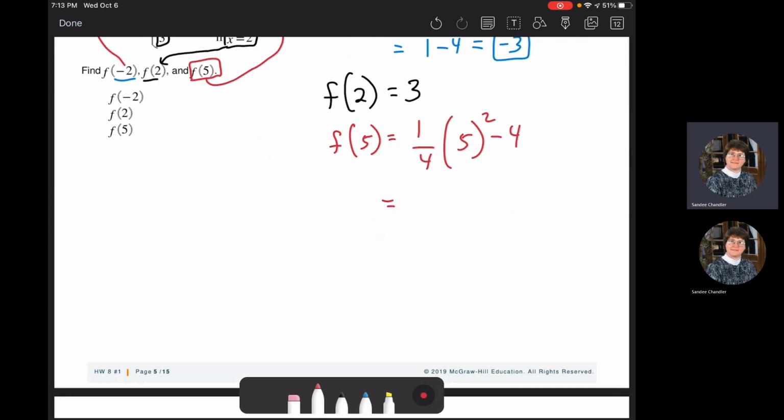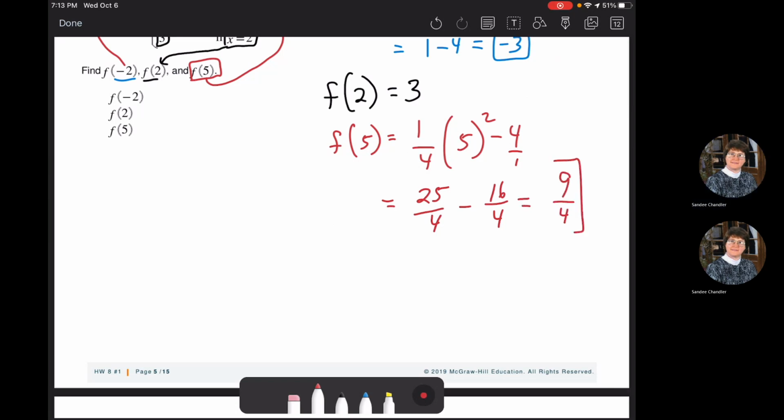It's okay to say yuck. That's going to be 25 over 4 minus, gotta make 4 over 1 a common denominator. So that's 16 over 4, so that's 9/4.